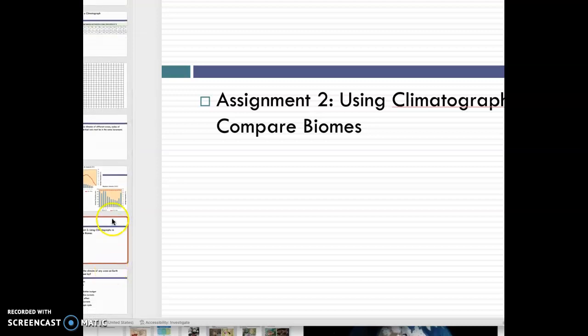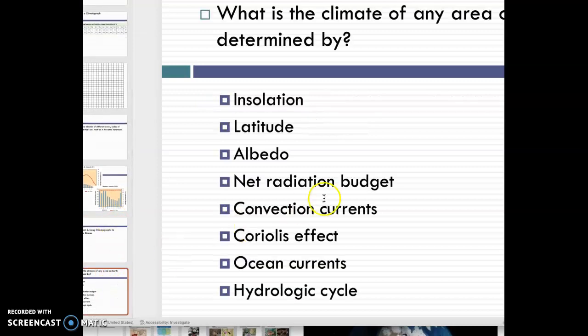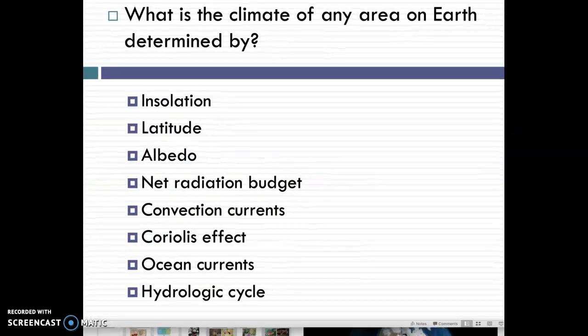Okay, so use the climatographs to compare biomes. So you're going to want to figure out what all these words mean. Yeah, maybe let's make some definitions. Stay tuned for the next video.